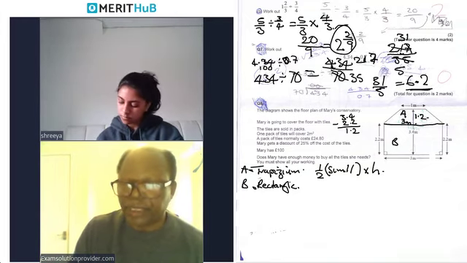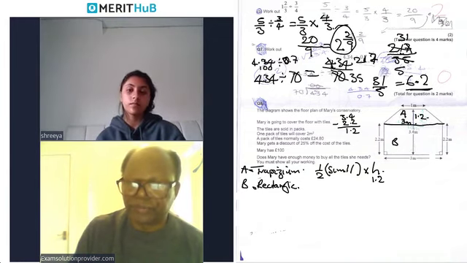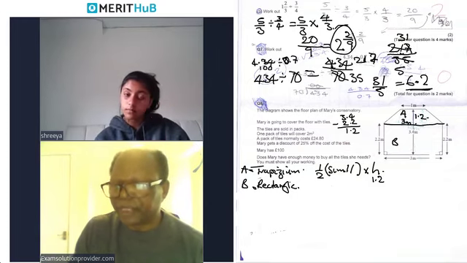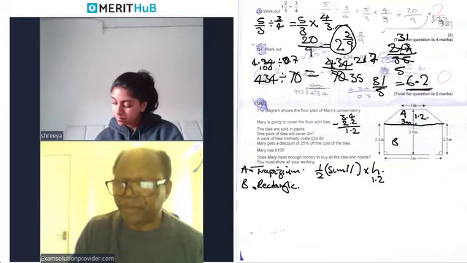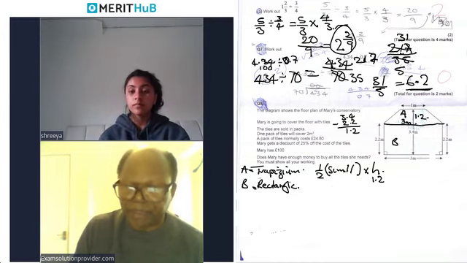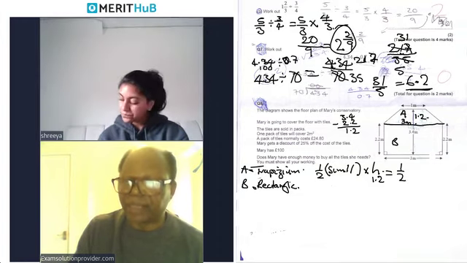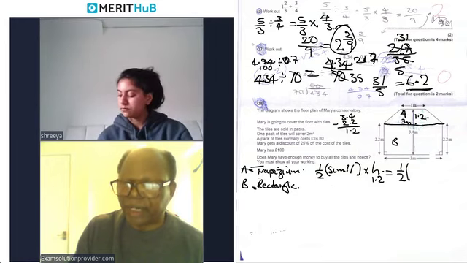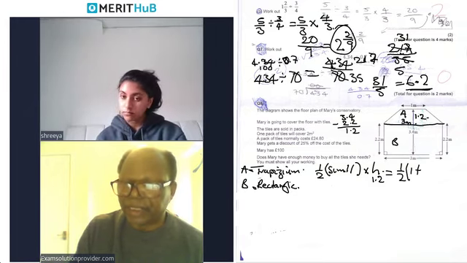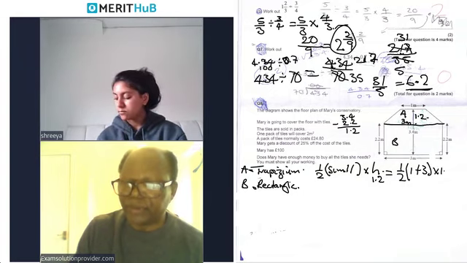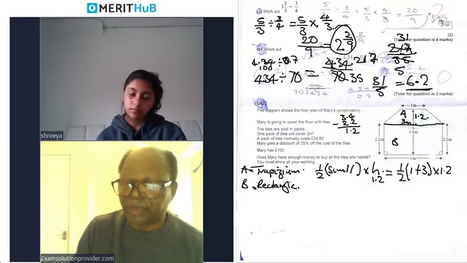So h is this one here, which is 1.2, the one we found. Now the parallel sides are this side and that side there. So we have 1 meter, and from here to here, which is 3 meters. So it's going to be half, and we need to add the parallel sides. These are parallel lines. So we have 1 plus 3, multiplied by the height, which is 1.2. We'll get square meters.